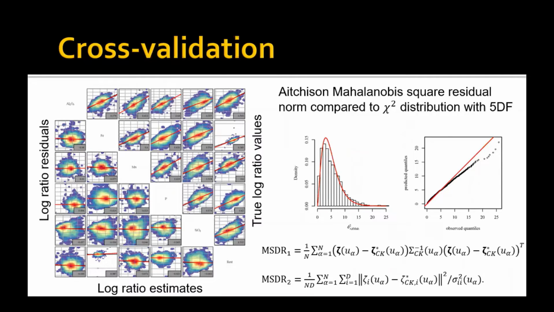And you can also look at trying to see whether or not your distances provide a reasonable fit. And the comparator in this case for the Mahalanobis distance is the chi-square distribution. We had 6 variables, so we need 5 degrees of freedom.